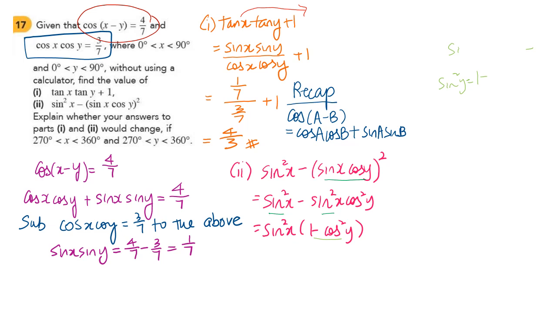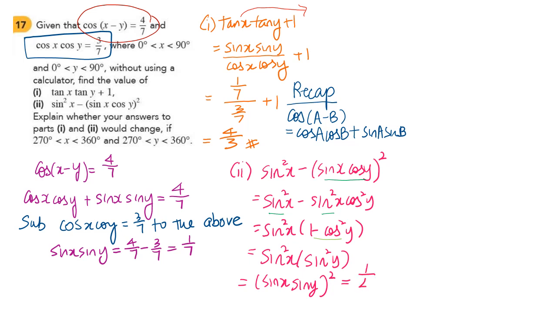So replacing 1 minus cos squared y with sine squared y, right, we'll end up getting this. And then we can just make it a perfect square. And sine x sine y, we found earlier on to be 1 over 7. So that will give you 1 over 7 times 1 over 7 gives you 1 over 49.